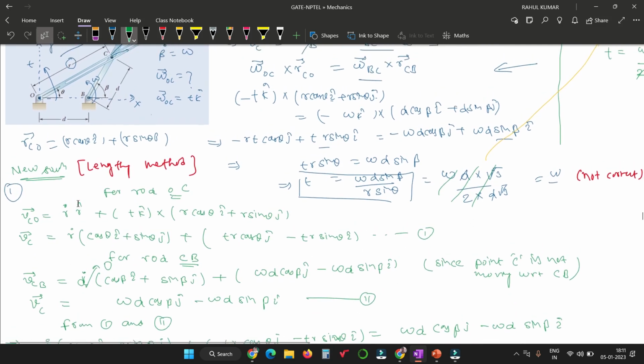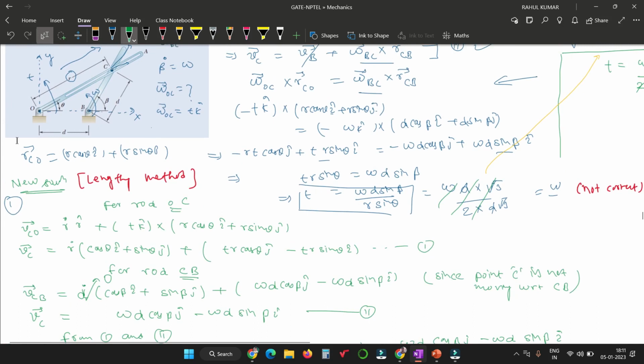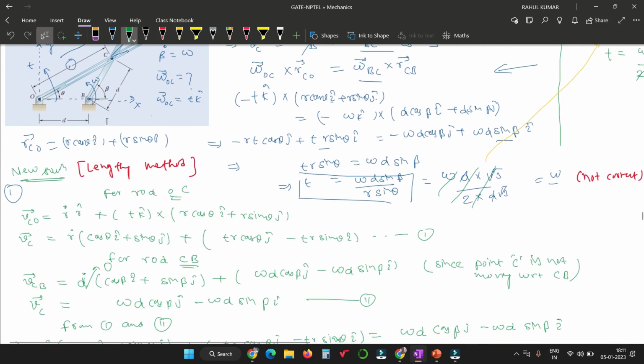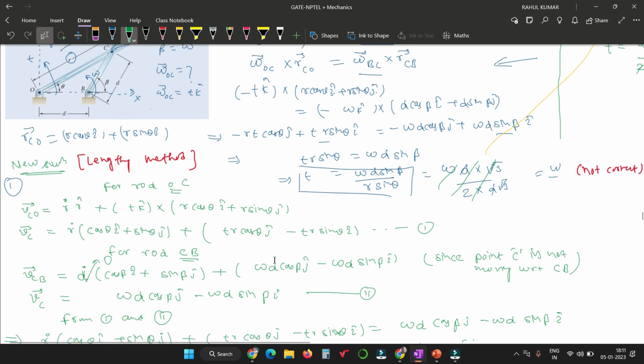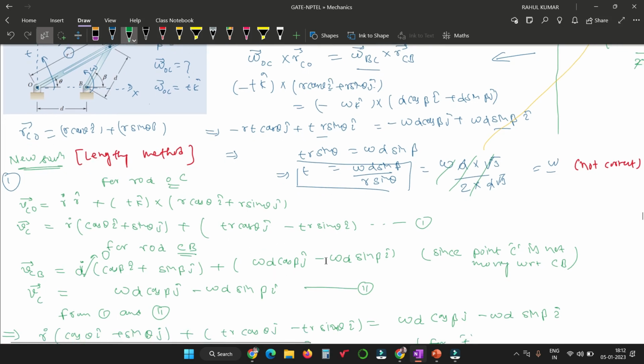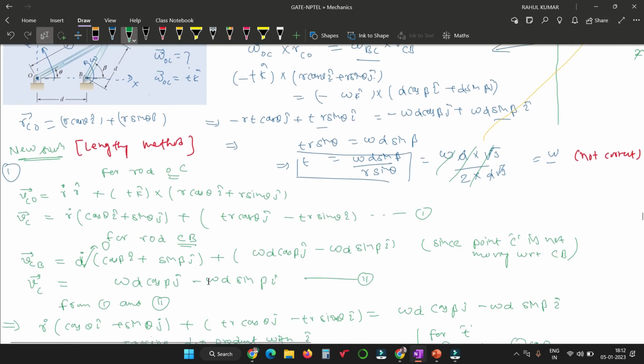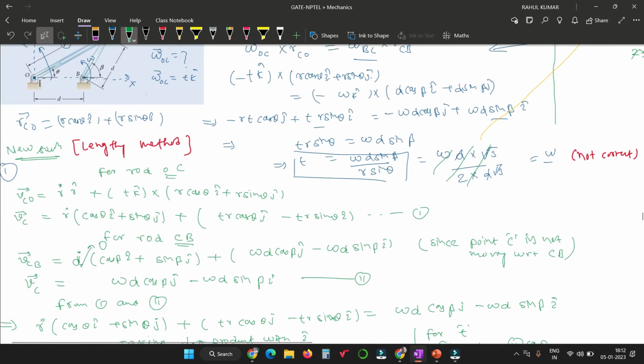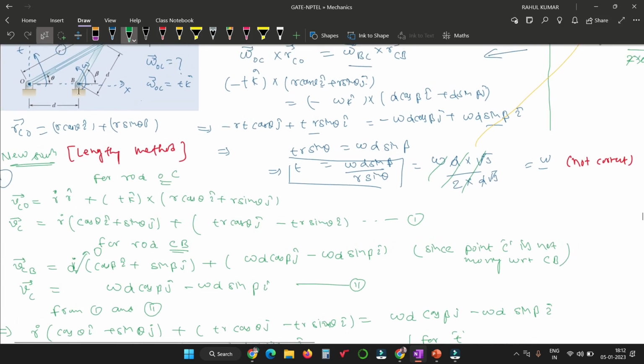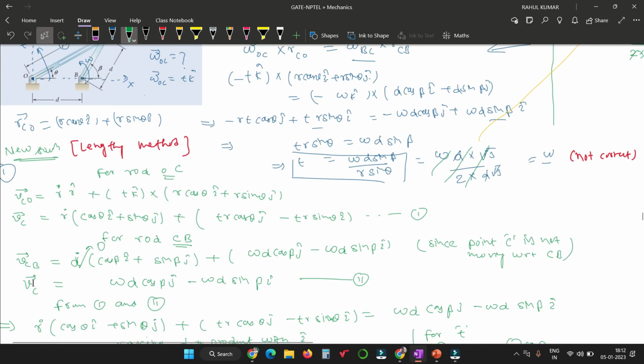Here you can see that R dot is not 0 because the distance between O and C is changing. But when you write the equation for the rod CB, you can see that the distance D is fixed, so D dot becomes 0. It is the same as above, which we can write here. Point O is fixed, that's why VCO is equal to VC, and point B is also fixed, that's why VCB can be written as VC.